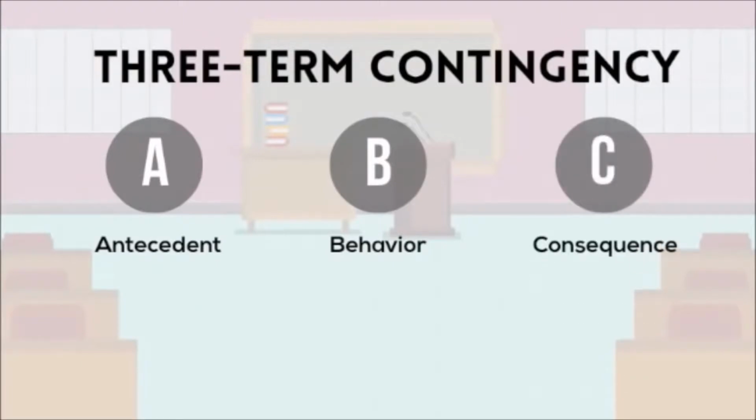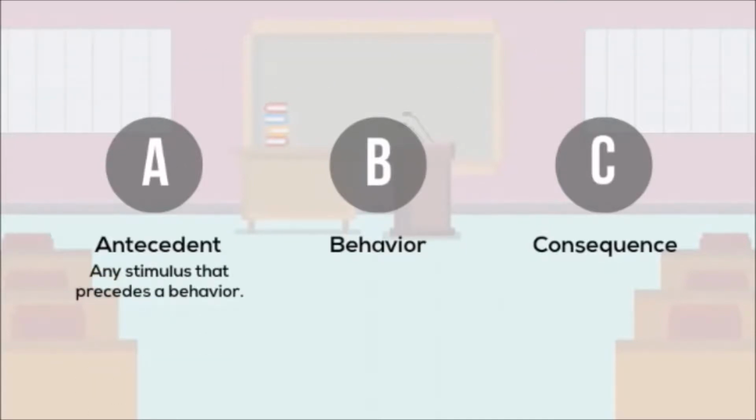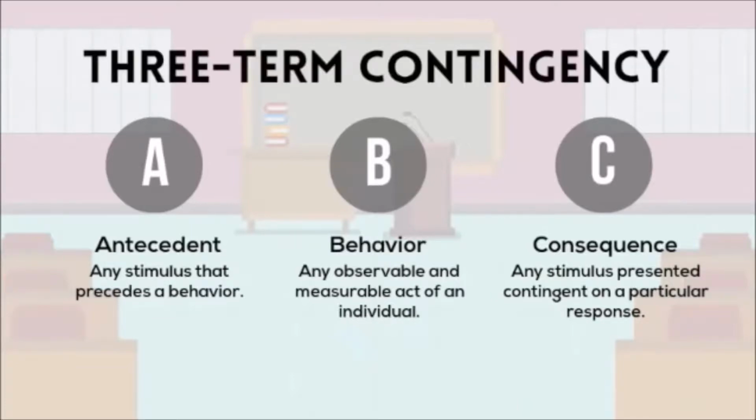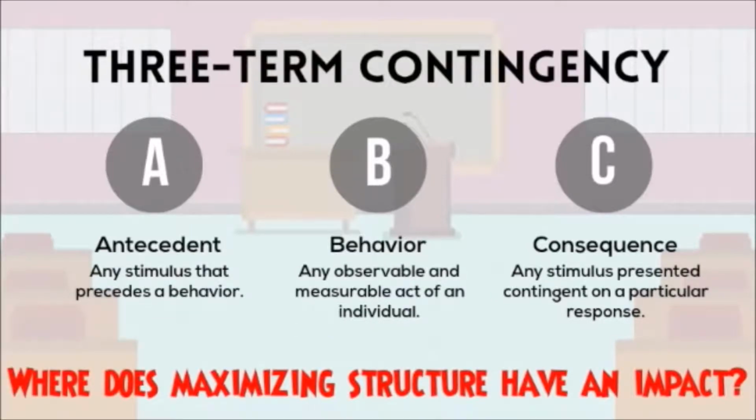You might remember our three-term contingency from our previous module on behavioral basics. As a refresher, an antecedent is defined as any stimulus that precedes or occasions a behavior. A behavior is an observable and measurable act, and the consequence is what happens as a result of that behavior. Where in our three-term contingency would maximizing structure have an impact? If you're thinking it's an antecedent strategy, you're correct.